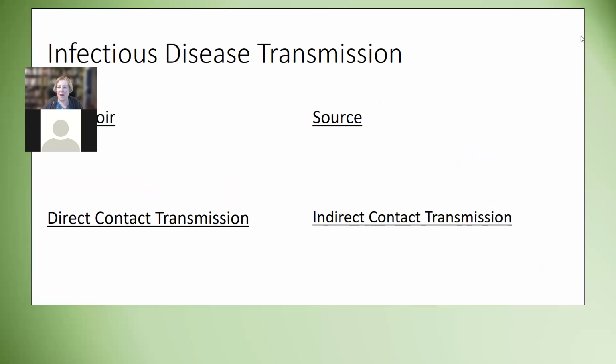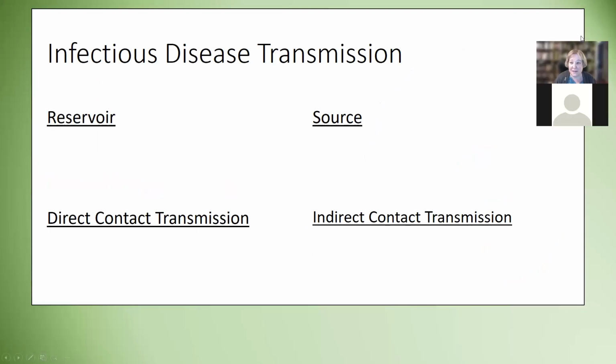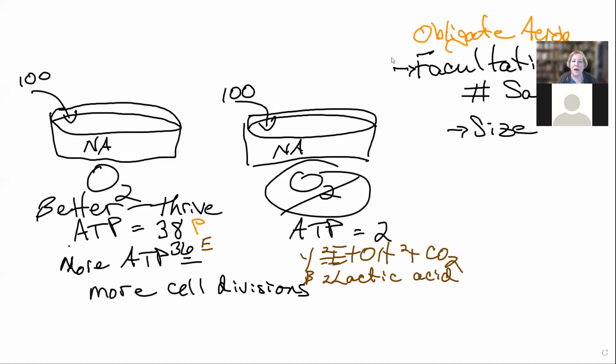Okay, so for this chapter, like I said, because this is going to be more familiar to you, I'm going to go over the things that are a little harder to separate out. Okay, so we're going to be talking about the difference between a reservoir and a source. And then we're going to go through the different types of direct contact transmission versus indirect contact transmission. Okay. So let's go to the whiteboard. And we're going to clear our lovely drawing there.